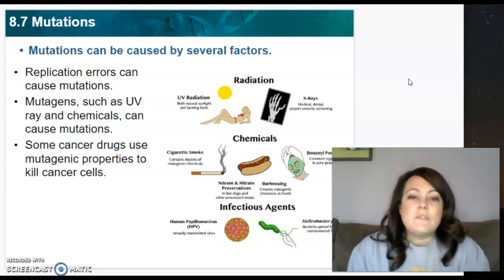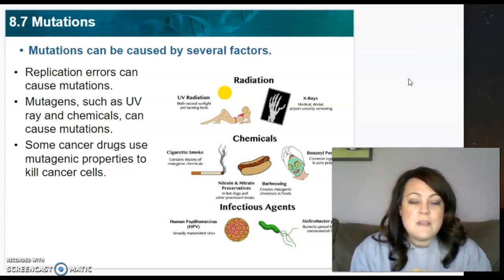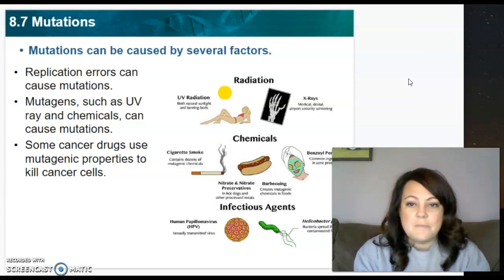Mutations can be caused by several factors. Replication errors can cause mutations. That's one of the reasons that we worry so much about radiation. UV radiation, X-rays, cigarette smoke, any kind of smoke really, benzoyl peroxide, infectious agents such as the HPV, remember the herpes virus. All of those types of things can cause errors in the replication of your DNA.